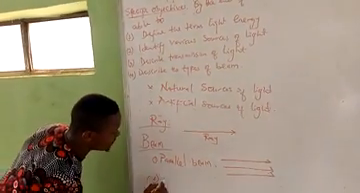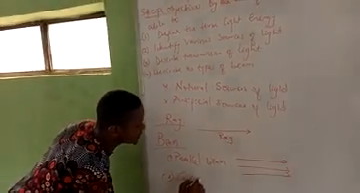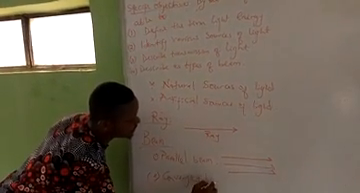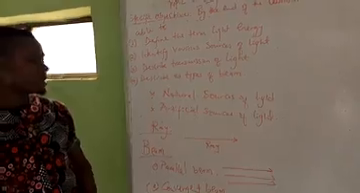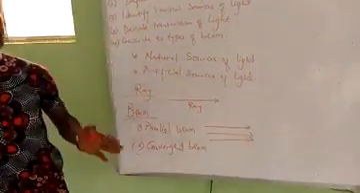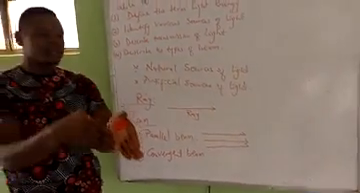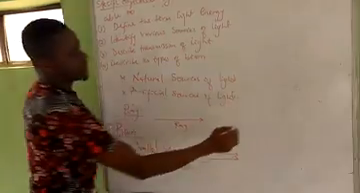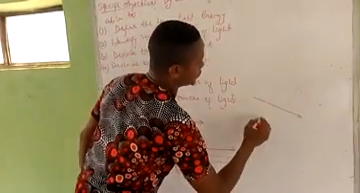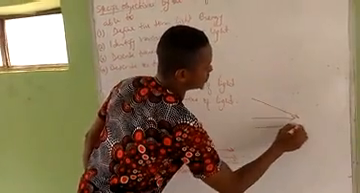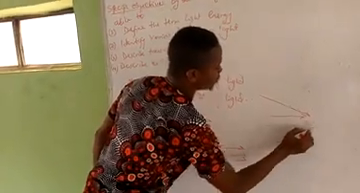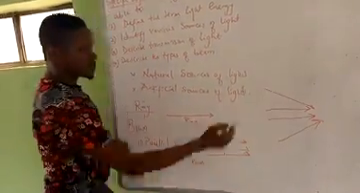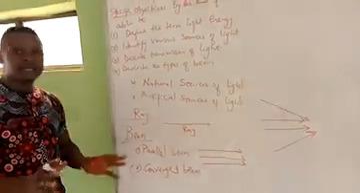Then number two we have is the convergent beam. The convergent beam is a collection of rays which are targeted towards a point. They tend to converge at a point. And diagrammatically, we use this to describe such a beam.